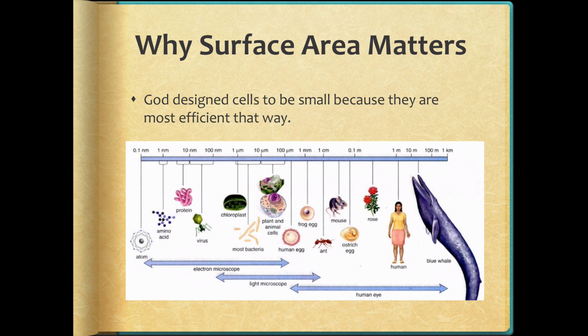Then if you have a light microscope, which is one that's not quite as powerful, you can see some chloroplasts, some bacteria, plant cells, the human egg, and some frog eggs. So you still need a microscope in order to see it, but it is easier to see. Now, when we talk about things that you can see with the human eye, that's when we get into things like the frog egg, ants, mice, ostrich eggs, roses, humans, blue whales, and so on. So cells on this list are something that you would need an electron microscope to see because they're so small, because that's the way that they are most effective.